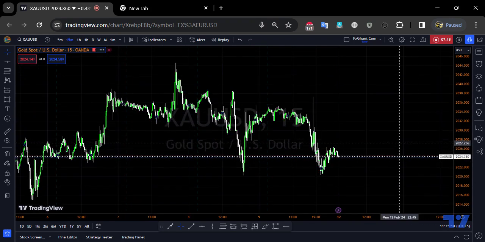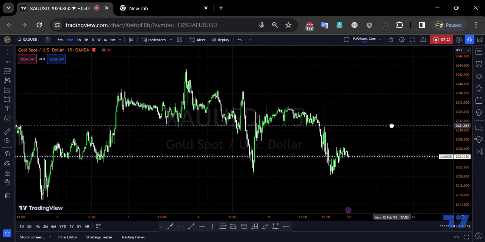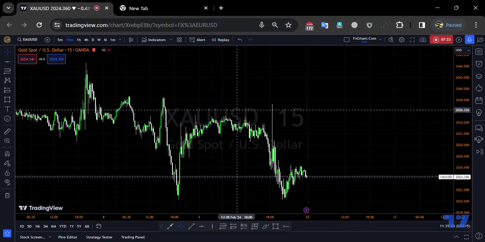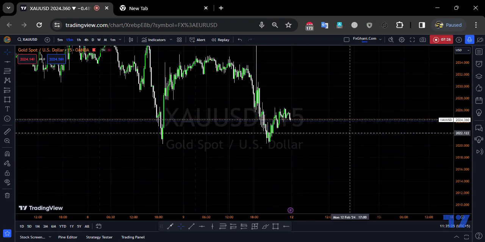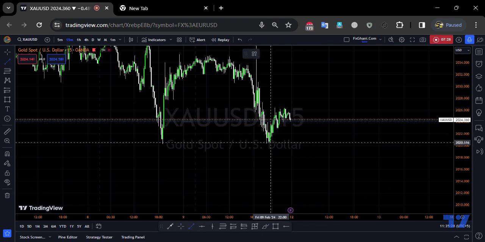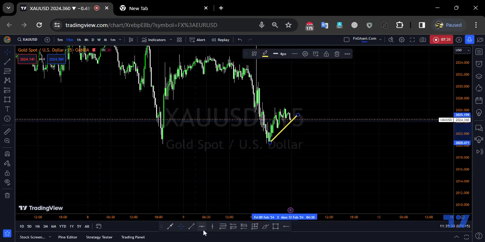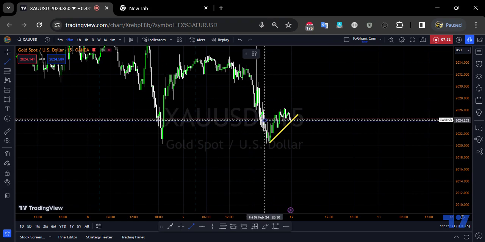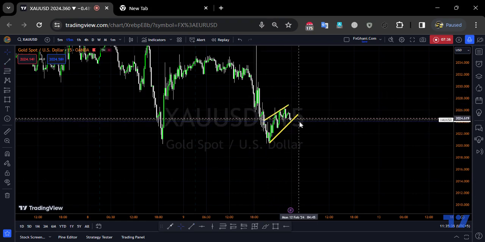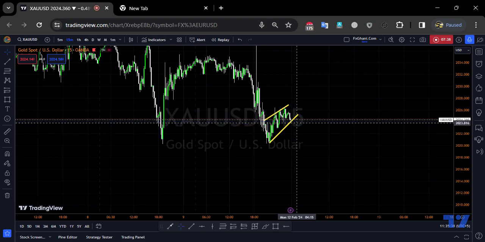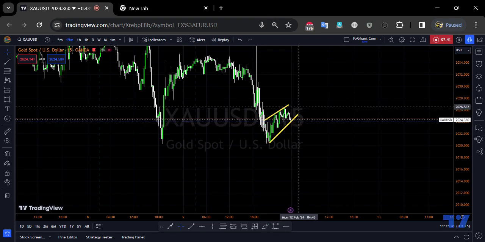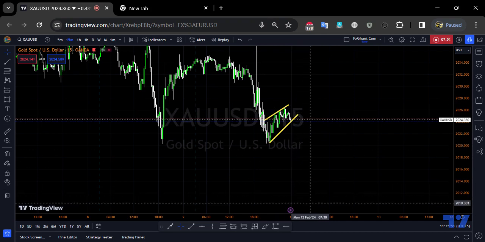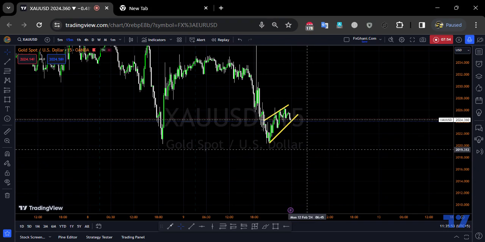In the M15 time frame we have another confirmation, which is our flag pattern. For scalping purposes, if any M15 candle closes below our lower trend line, you can enter a sell trade, and your SL is very small, which is 26, above this high.